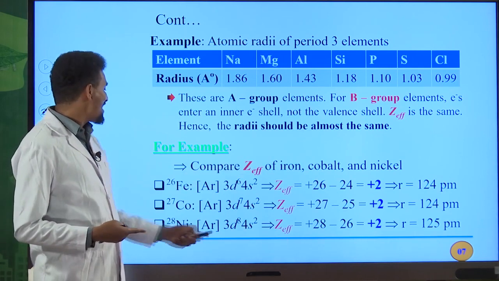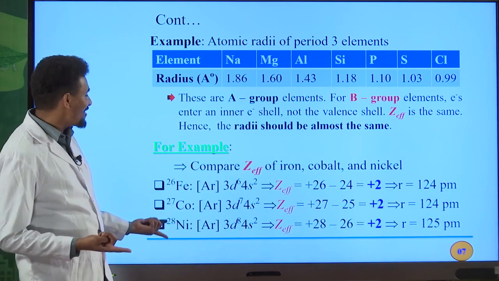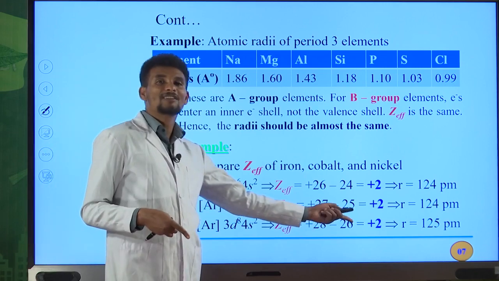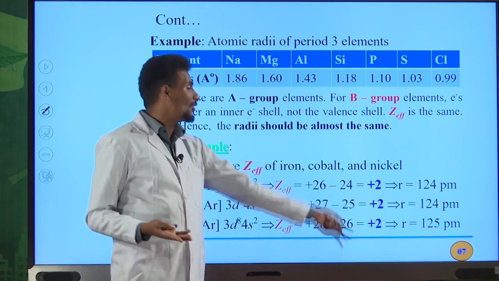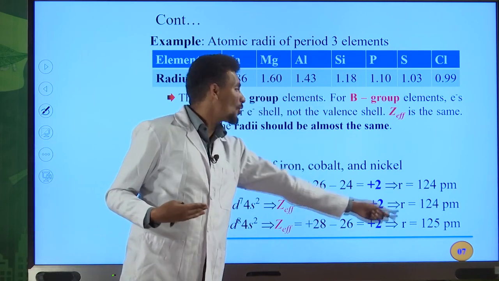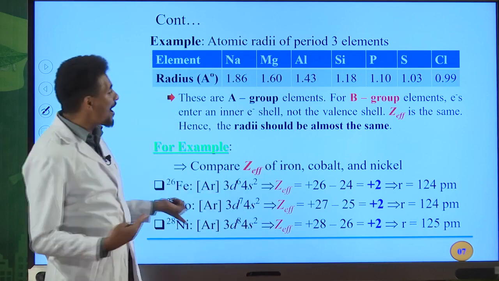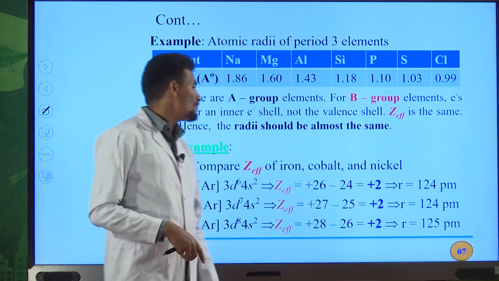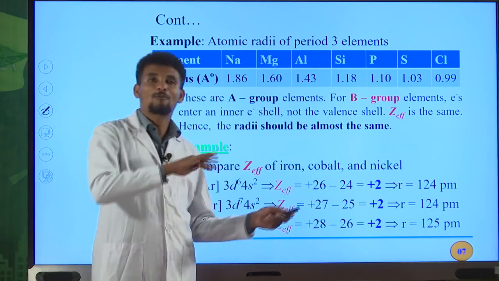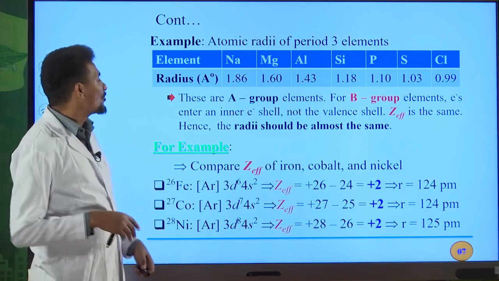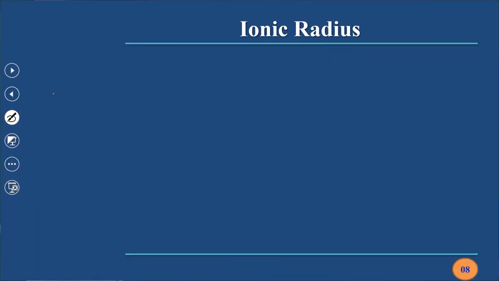And the third one, nickel. The atomic number for nickel is 28. So the electron goes to the inner shell, d8. Z effective is equal to plus 28 minus 26. So it is also equal to 2. They have the same Z effective. Their atomic radius is also almost the same: 124 picometer for iron, 124 picometer for cobalt, and 125 picometer for nickel. Therefore, for B group elements, their atomic radii should be almost the same. So try to identify this one.